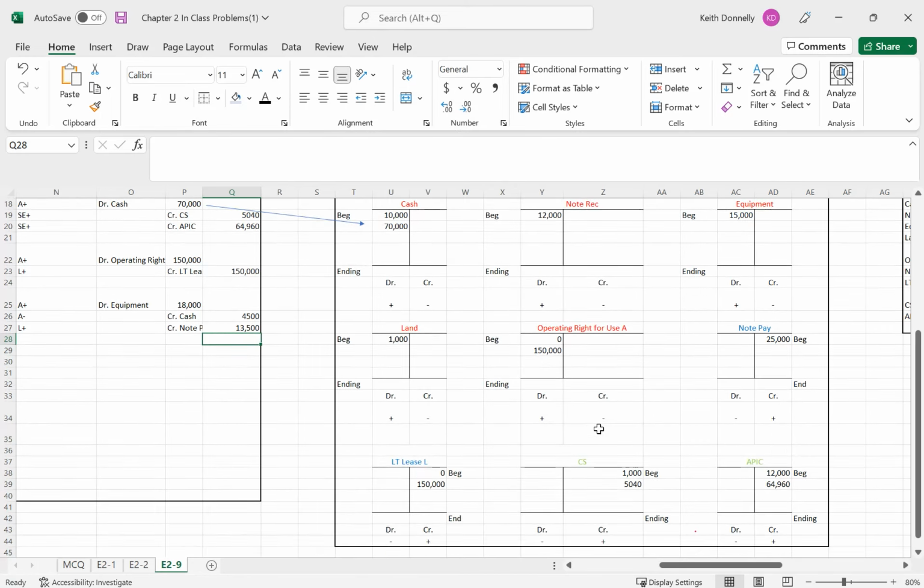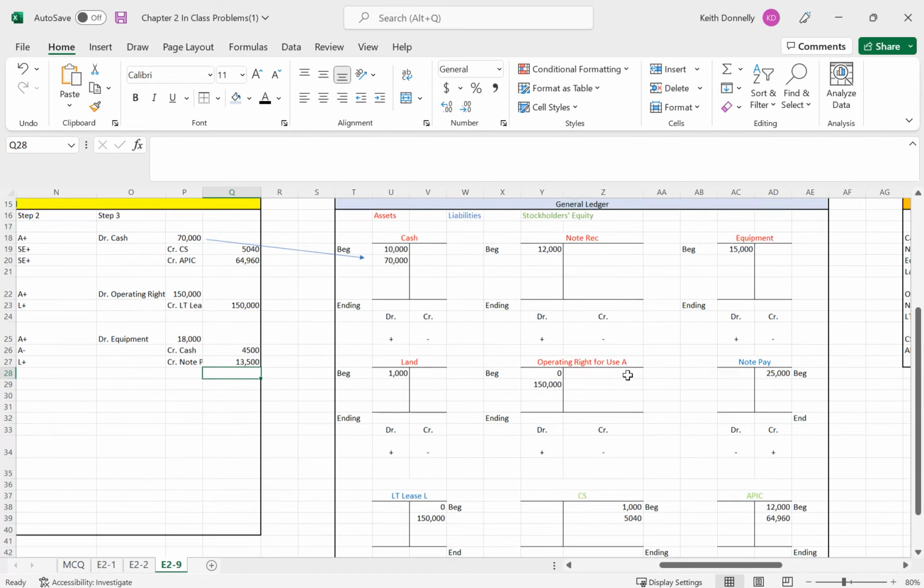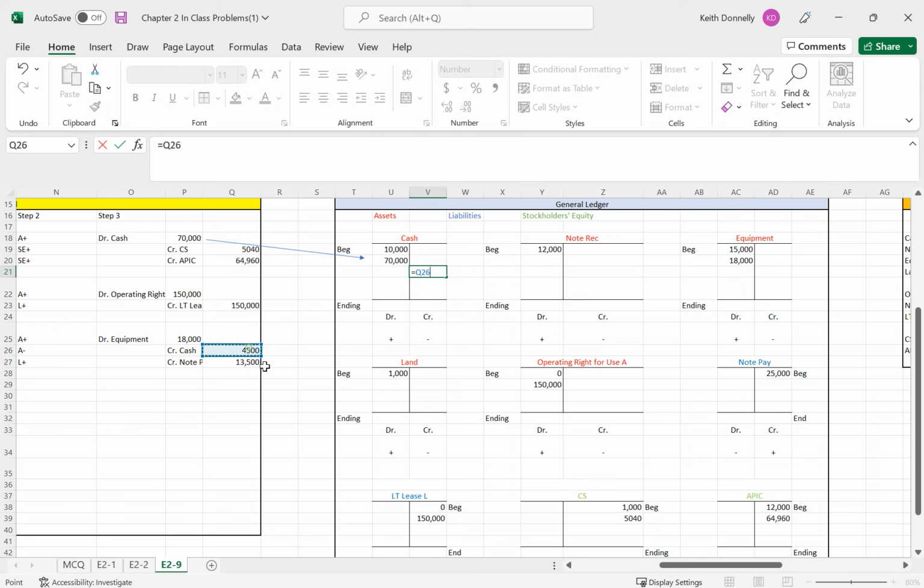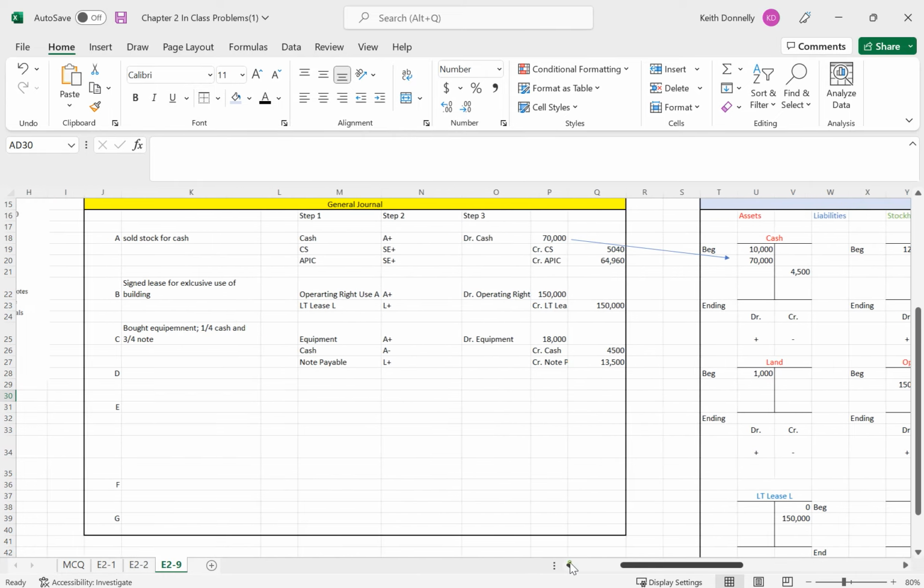I try to go reasonably paced here, but with this, we would debit our equipment for 18,000. We would credit our cash for 4,500. We would credit our note payable for 13,500. Okay.